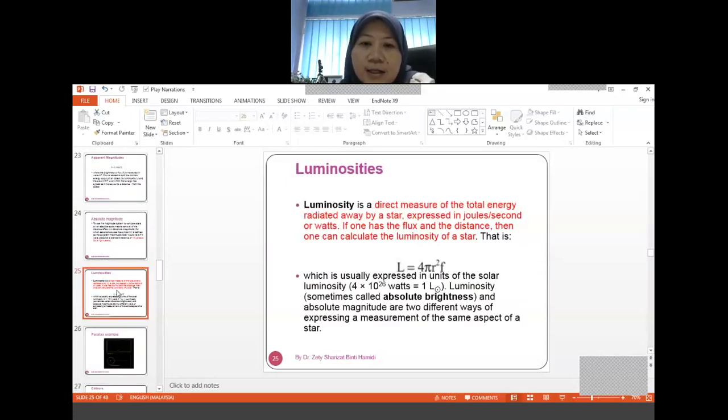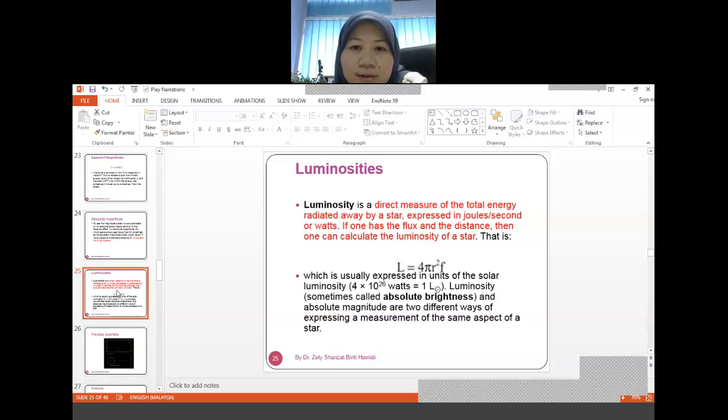All right. So what is luminosity? This is a direct measure of the total energy radiated away from the star, expressed in joules per second or watts. So we can put L equals 4 pi r squared times the flux. For the solar luminosity, the value is about 4 times 10 to the power of 26 watts, and this is equivalent to 1 L sun. So this is represented by the sun's luminosity. Luminosity can also be called the absolute brightness, but they are two different ways of expressing the measurement.